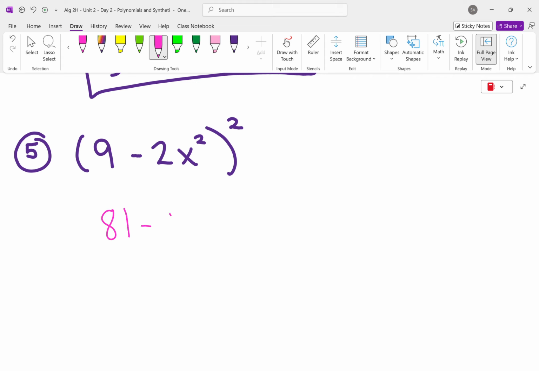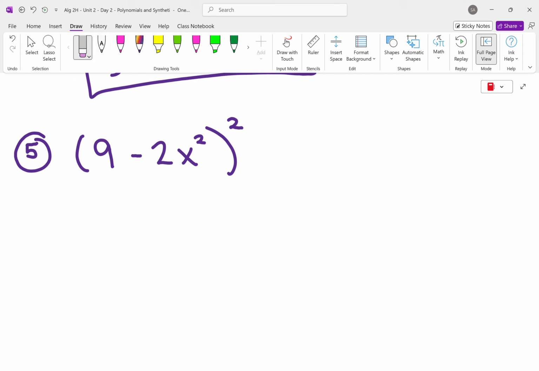Is this 81 minus 4x to the fourth? How many people say yes? How many people say no? Good, you all win. You didn't fall for it. Why no? Why can't I distribute in that exponent?